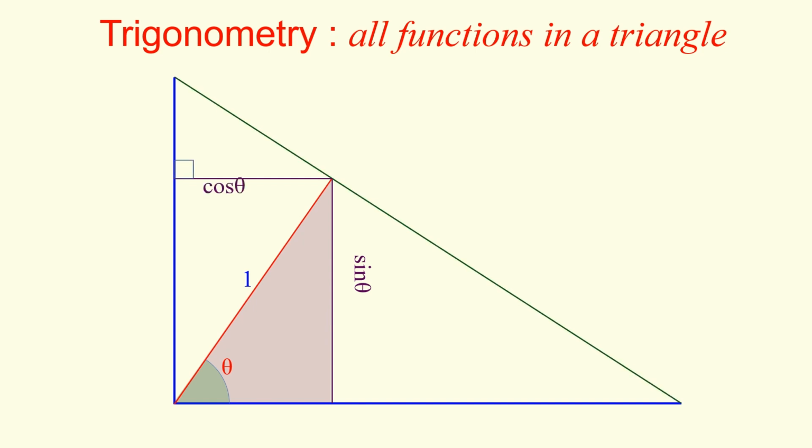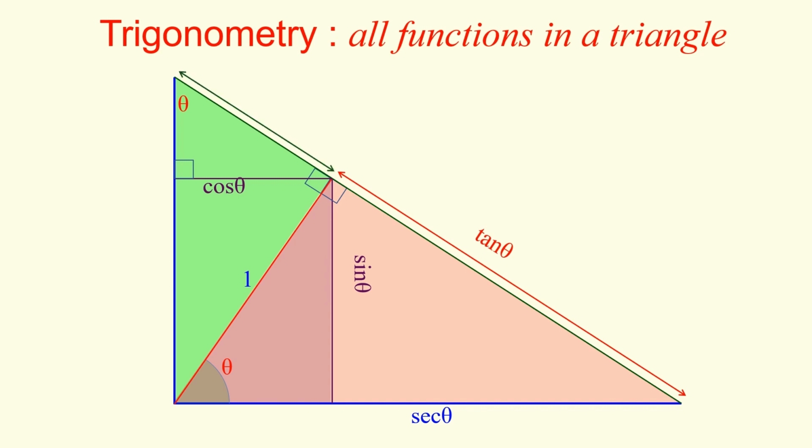Now draw a perpendicular on other end of angle arm and extend it till it meets both horizontal line and vertical line. In the red right-angled triangle you will find tangent theta and secant theta, and in the green right-angled triangle, you will find cotangent theta and cosecant theta.